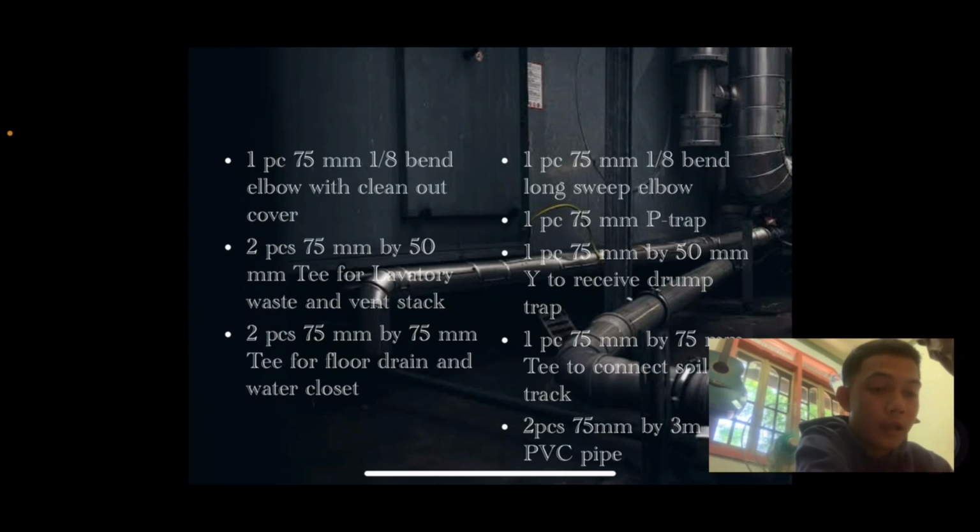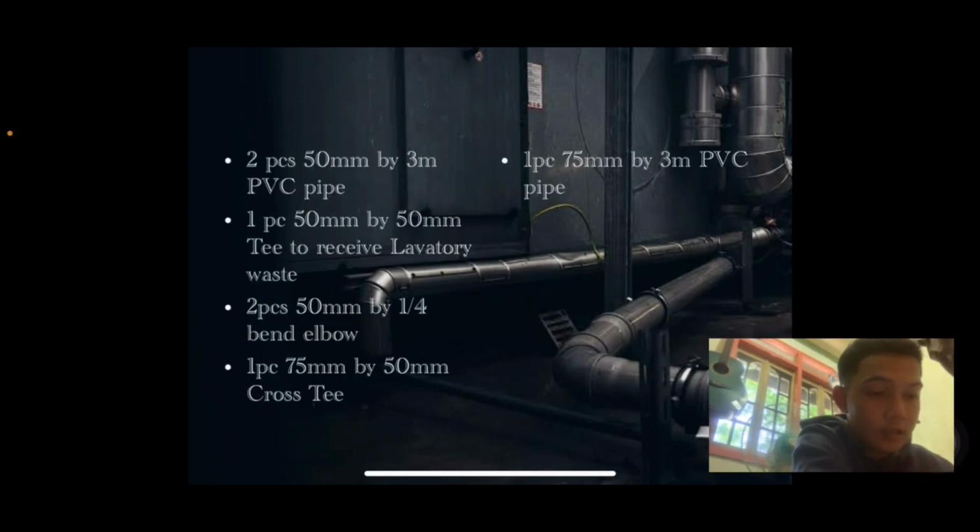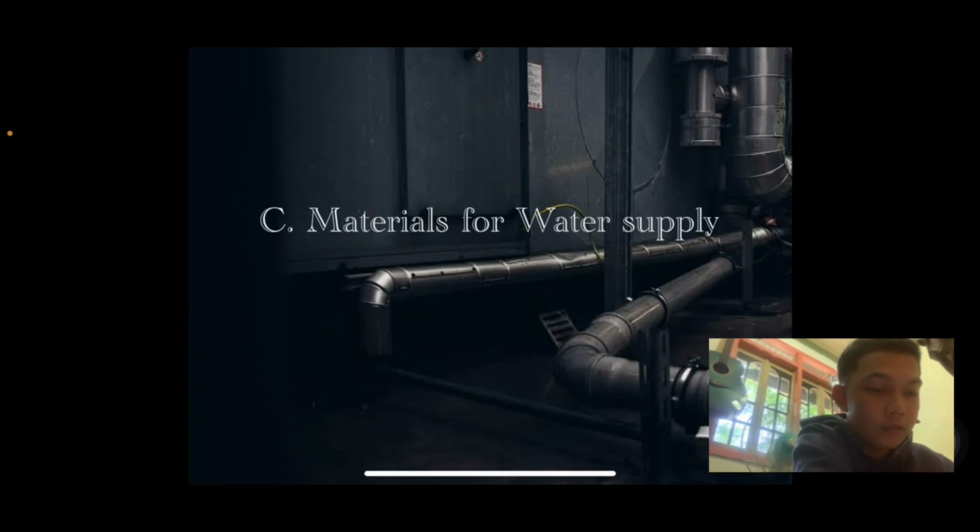mm 1 and 1/8 bend elbow with clean out cover, 2 pieces 75 mm and 50 mm T for lavatory. So yan na siya, marami. So para naman sa materials for waste pipe and ventilation, ang kailangan nating materials is ito. Materials for water supply is, or yung input papasok sa CR is ito siya. So ginuha ko lang din ito doon sa PDF.